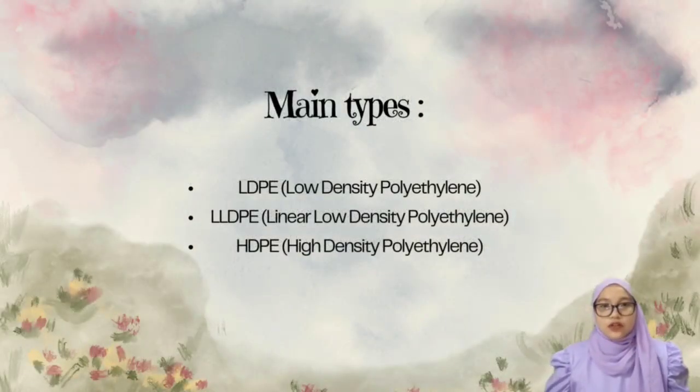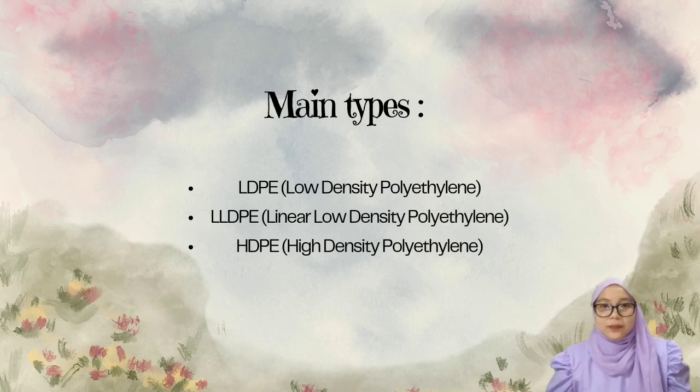Now, let's move on to the main types of polyethylene. There are three major types commonly used in industry. The first one is LDPE, which stands for low density polyethylene. LDPE is flexible, lightweight, and commonly used for plastic bags and packaging films.